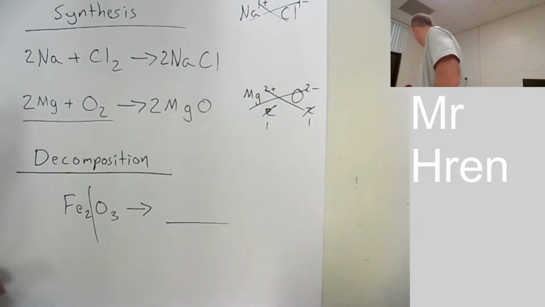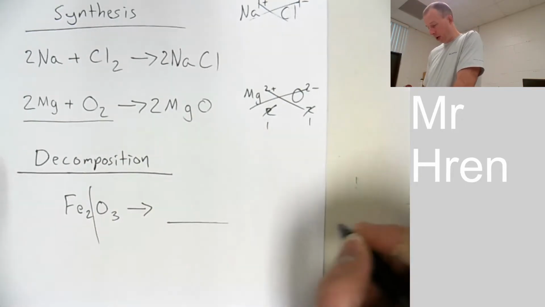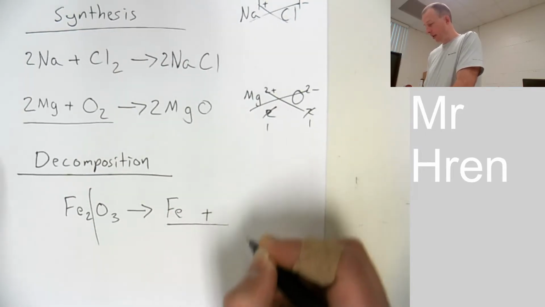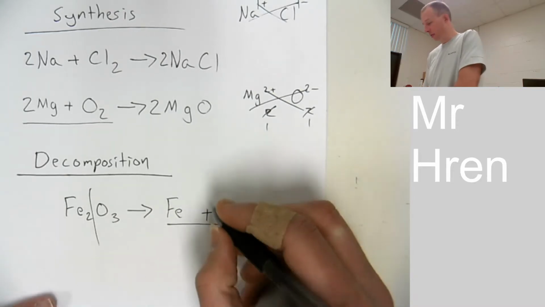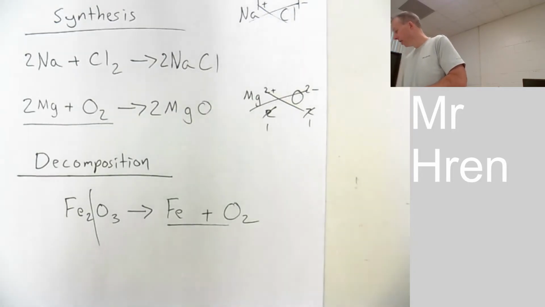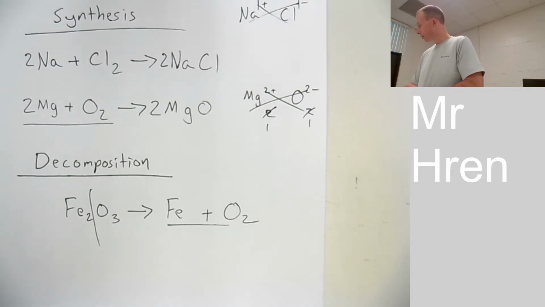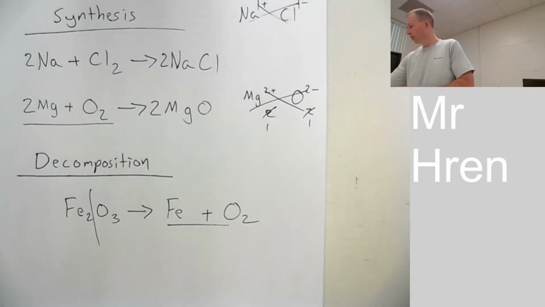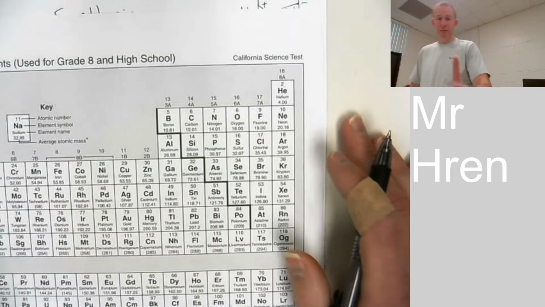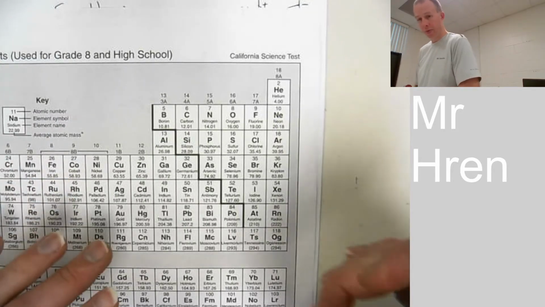Now, to do that, you'll just write them over here. So you'll write iron plus, and then remember oxygen. This is the part that confuses people. Oxygen, when it is by itself, is a diatomic element. Remember the diatomic elements. There are 7 of them, and those 7 diatomic elements, when they're by themselves, are always written with a subscript of 2.